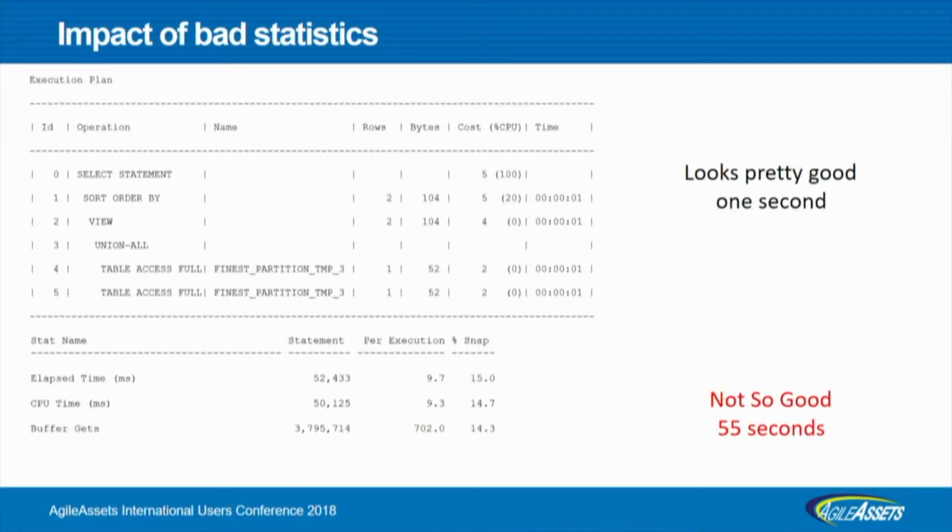Now we get into the really geeky pieces. So this is the impact of bad statistics. The optimizer thinks it's been really clever. It's got something that's going to run really fast, in 1 second. When you run it, no. It's at 50 seconds. This is because that table gets filled up and cleaned out really quickly.